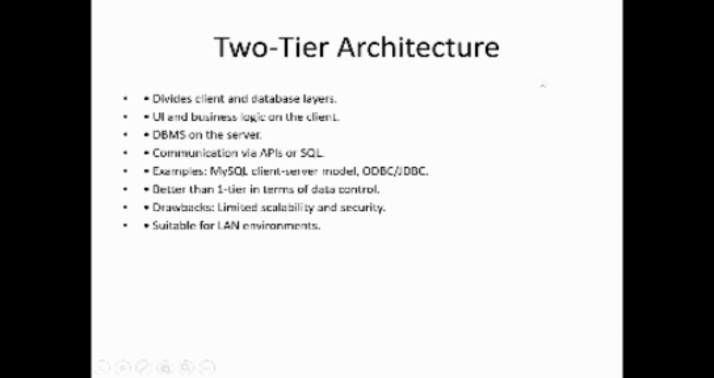So next, two-tier architecture. It divides client and database layers. So the UI and business logic are on the client and the DB is on the server. The communication will be via APIs or SQL. For example, MySQL client-server model, ODBC or JDBC. It is better than one tier in terms of data control. So data control is the main advantage here, and its drawbacks are limited scalability and security. It is suitable for LAN environments.